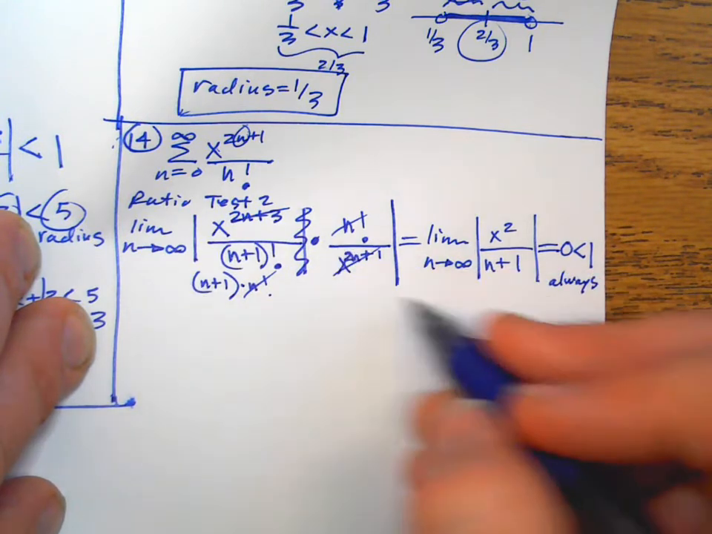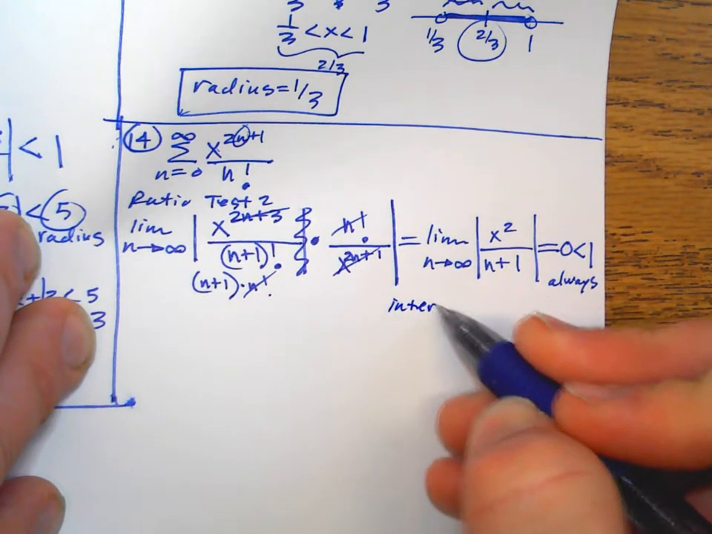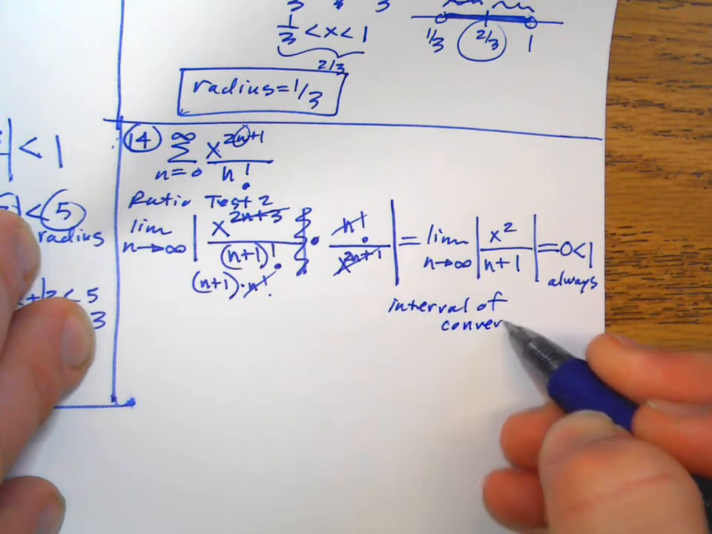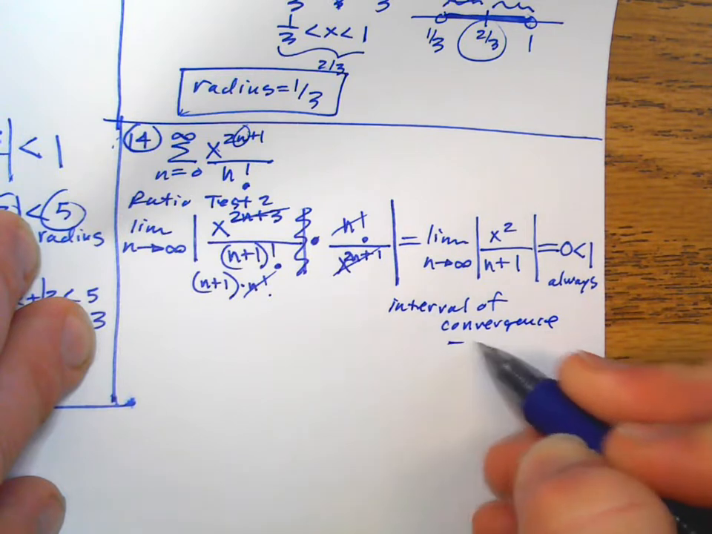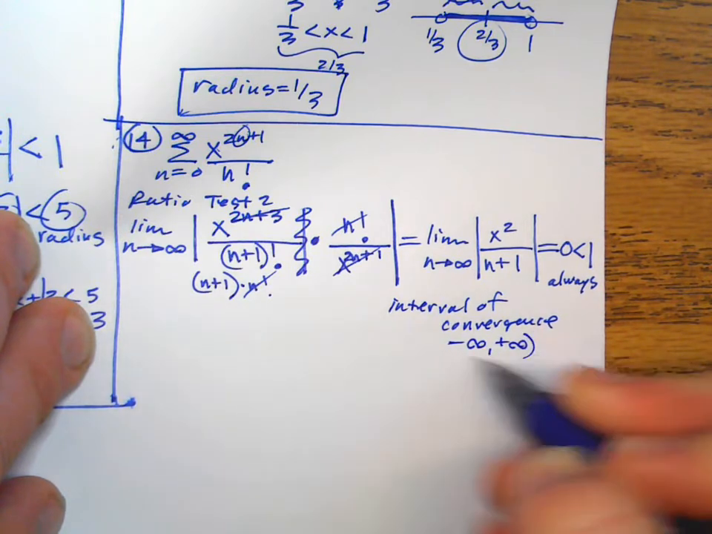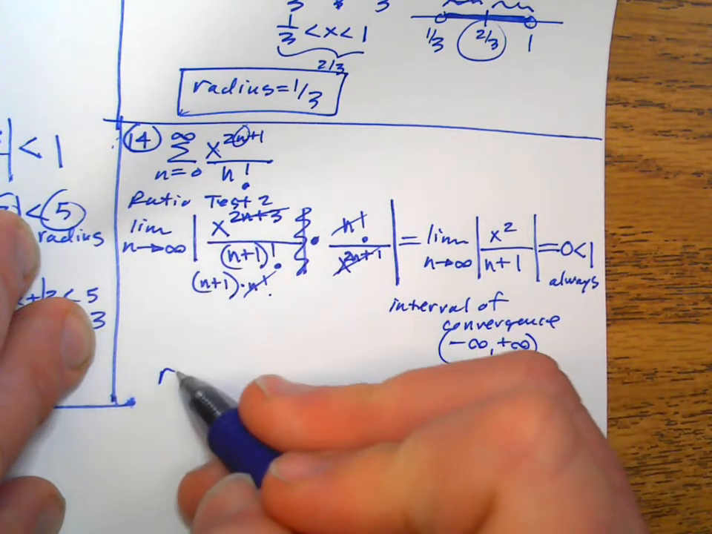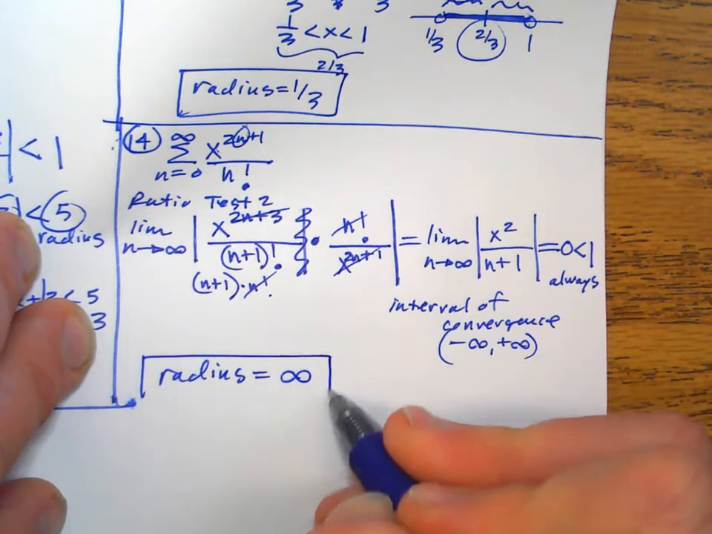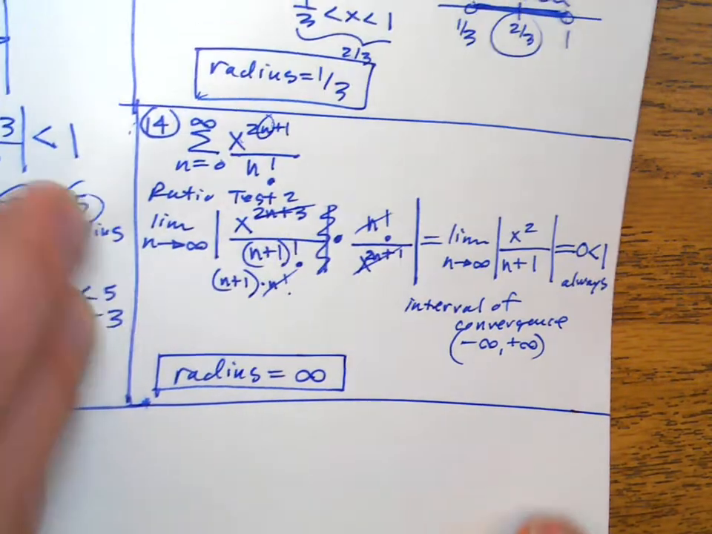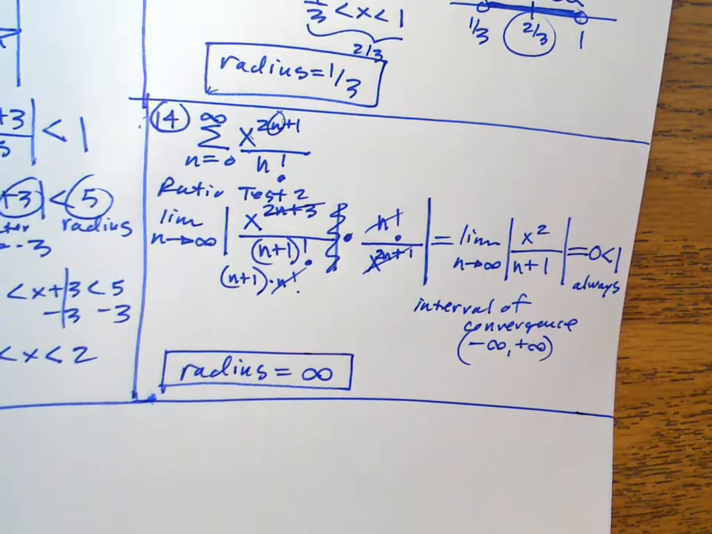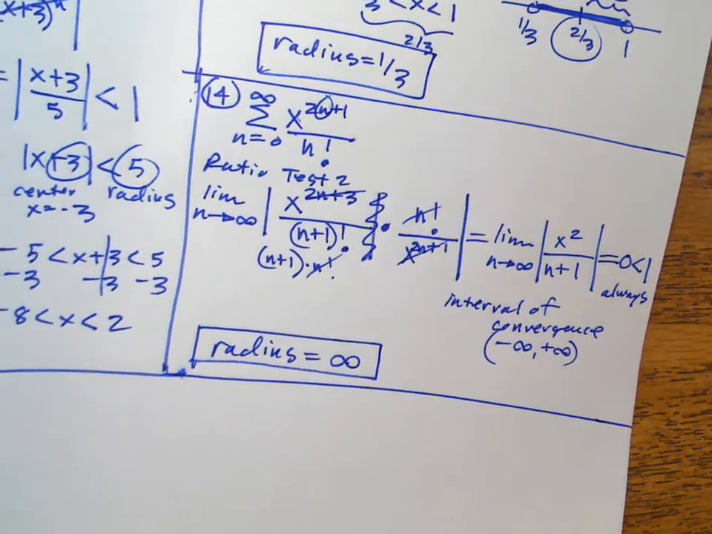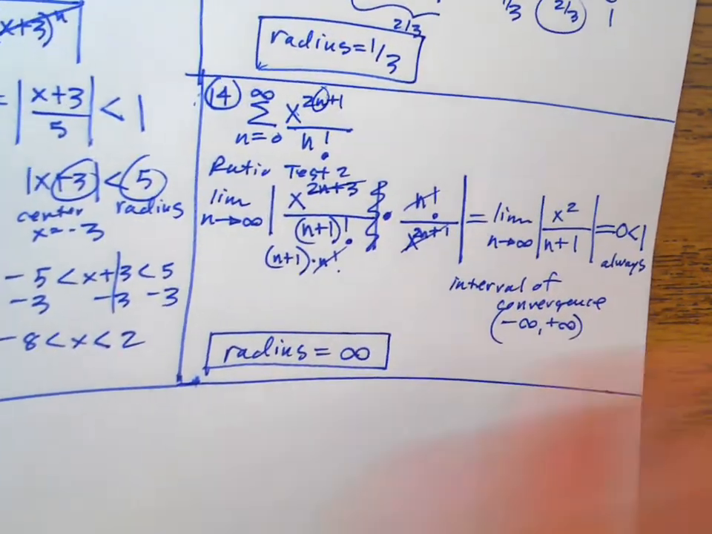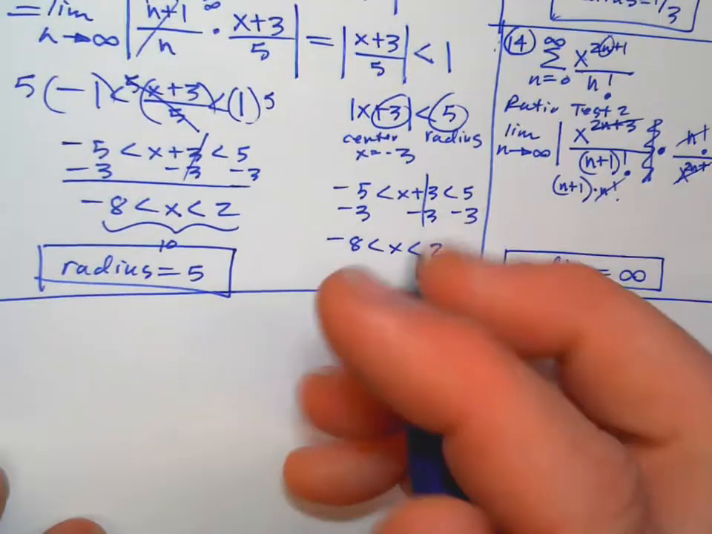The interval of convergence, they weren't asking for it, but the interval of convergence is all reals. Okay, so the radius, I guess we could say it's infinity. It's not really a good technical way of saying that, but the radius is infinite. So that was kind of an interesting result. You usually get an interval of convergence that's restricted between certain numbers, but sometimes you don't.